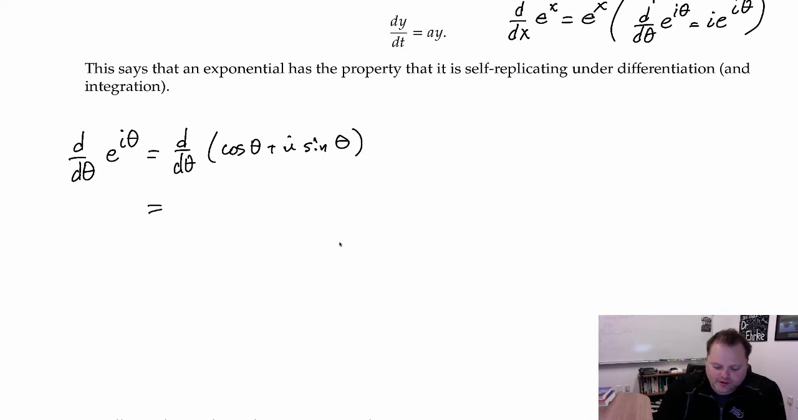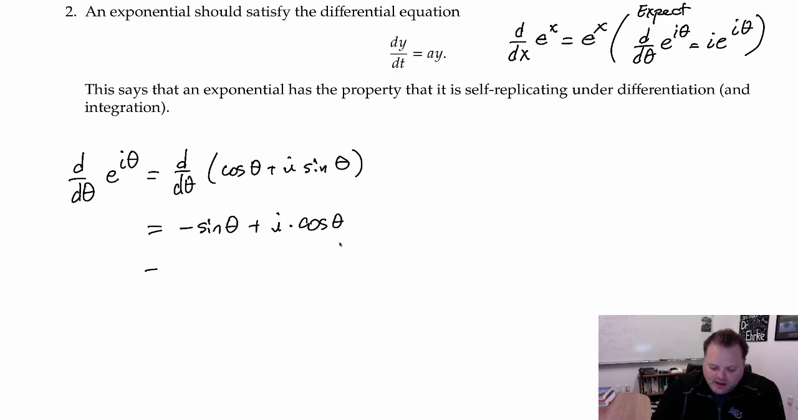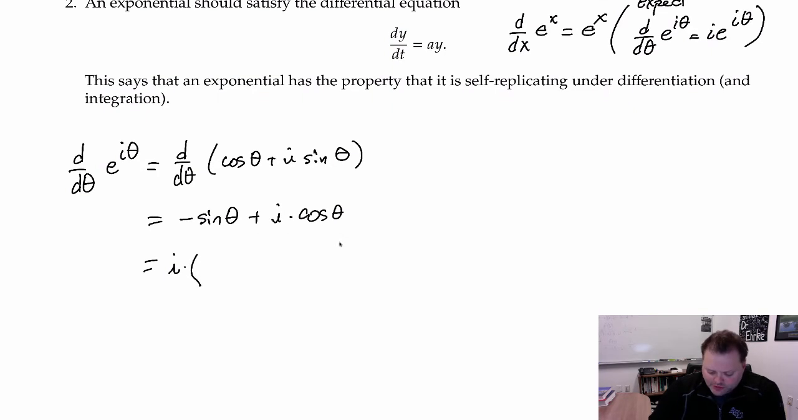So the derivative of cosine is minus sine. i is just a constant, so the derivative ignores it. The derivative of sine is cosine. And here's the cool thing. Factor out an i from this. If you factor out an i, you're dividing by i. You're going to get cosine theta there.